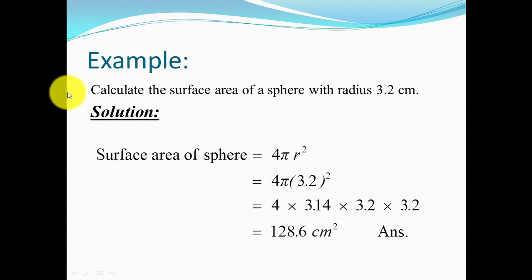Example. Next we have an example. Calculate the surface area of a sphere with radius 3.2 centimeters. Here the radius is given. Now we have to find the surface area of the sphere. The surface area formula is 4 pi r square. What is r? r is 3.2 centimeters, so 3.2 centimeters square. Then after multiplication we get the answer 122.6 centimeters square.